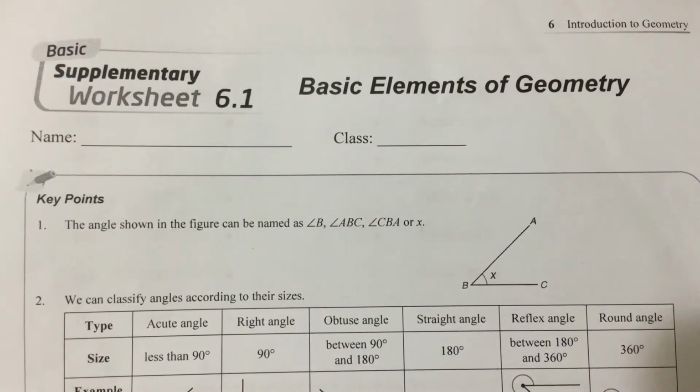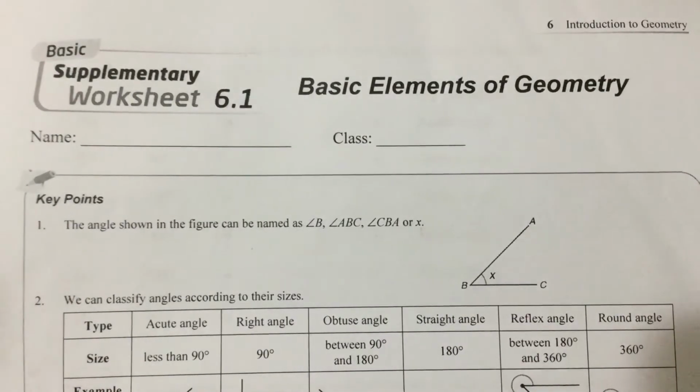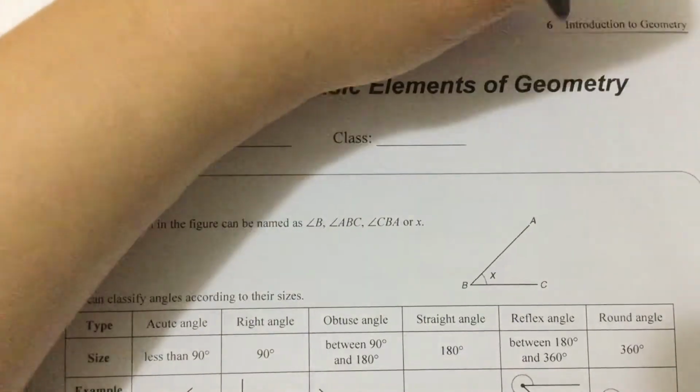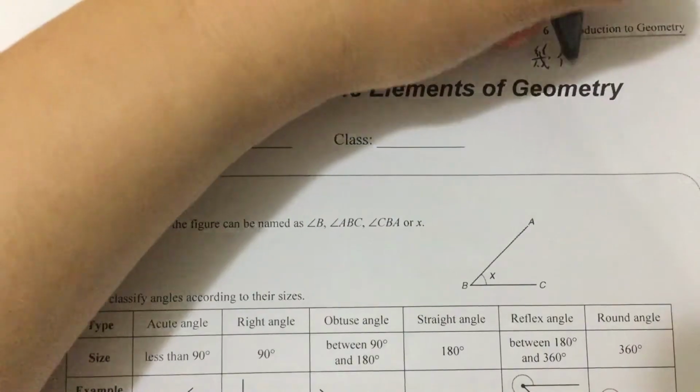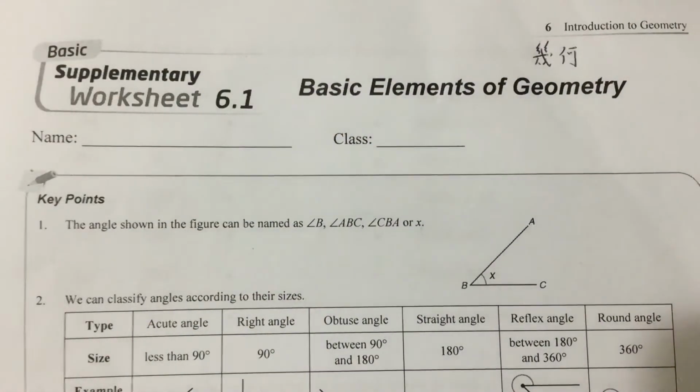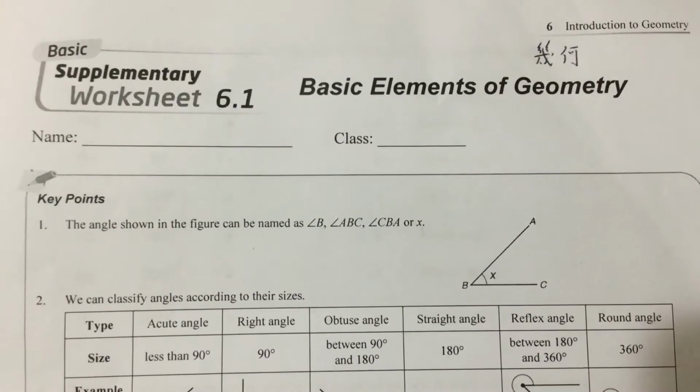Okay, hello all. This time we will talk about chapter 6, which is called Introduction to Geometry. Geometry, in Chinese, is called 幾何. That means we will have some figures, some pictures, so that you are going to learn something with mathematics, with the picture.